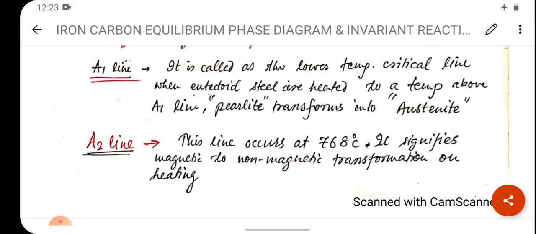So the A2 line occurs at 768 degrees Celsius. It signifies magnetic to non-magnetic transformation on heating. क्या था? 768 तक जो फेस था वो क्या था? मैग्नेटिक था. हम मैग्नेटिक से नॉन मैग्नेटिक की तरफ मूव करेंगे तो A2 लाइन will signify it. So this line occurs at 768 degrees Celsius. It signifies magnetic to non-magnetic transformation on heating. जैसे जैसे हम हीट करेंगे तो मैग्नेटिक से नॉन मैग्नेटिक में कन्वर्ट हो जाएगा.